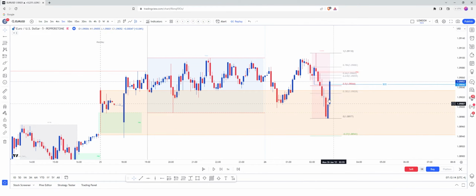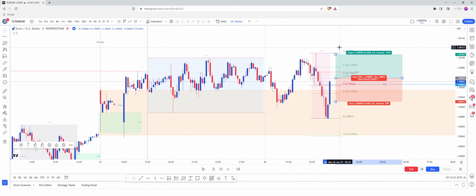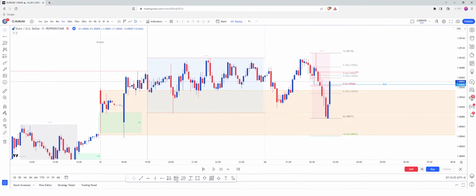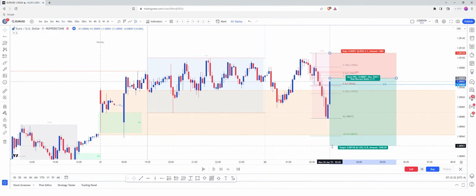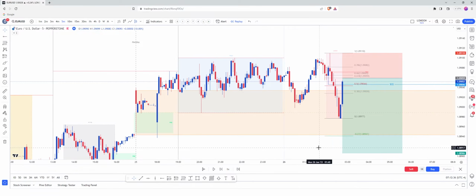So price is pulling back now. We're coming back towards our optimal trade entry. We will have our limit set to enter at the 0.618. Stop loss will be above the high and our take profit will be at the 3R as per the trading plan.